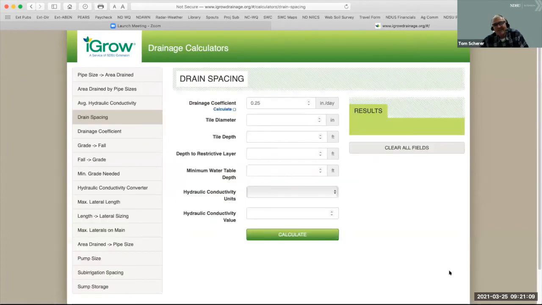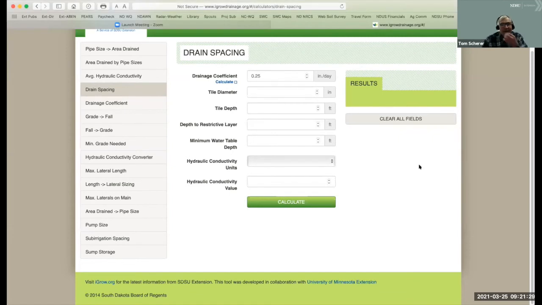Whoops, there we are. So let me pull this out again. Okay, I think everybody can see that. So up here, you got your drainage coefficient, and you can put in anything you want. I'm going to put in, just for the heck of it, 0.375, which is 3/8 of an inch. I'm going to go with, in this case, 4-inch tile. And we're going to put it in at 3.5 feet.